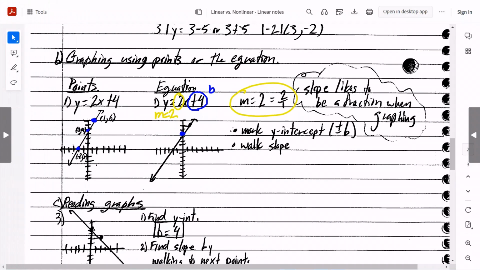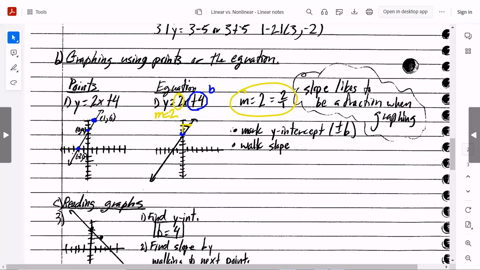What you do is you go up 2. By the way, how did I know to go up 2? There we go, positive 2. And how do I know to go right 1? And they are both positive, right. If they're both positive, you're going up to the right.